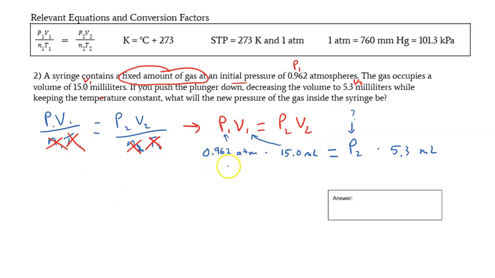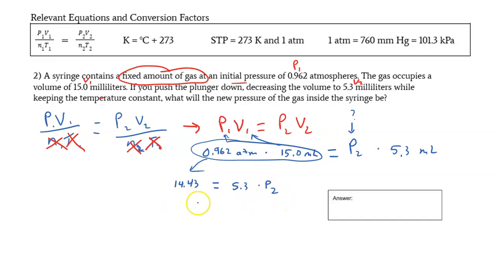Okay, so now, if I go 0.962 times 15.0, I'm going to get 14.43, okay, equals 5.3 times P2. So all I'm doing is I multiply those values. Get that. I'm just simplifying here.